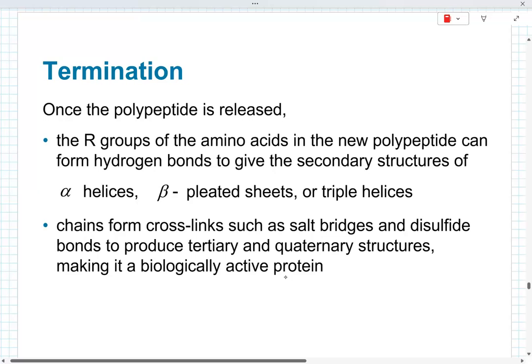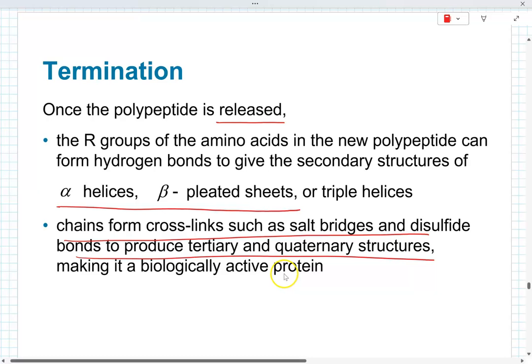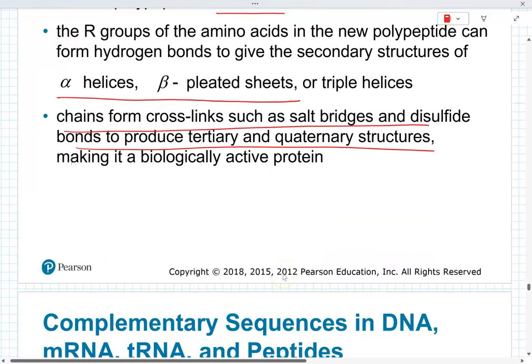So the protein polypeptide is released. When it is released, it gets in a cytoplasm usually and starts forming an energetically ideal shape, okay? Forming secondary structure, then forming tertiary structure, and potentially quaternary. Okay, does that make sense?